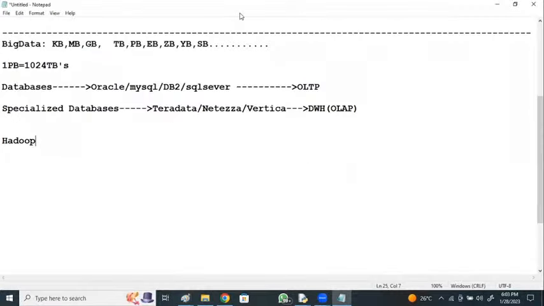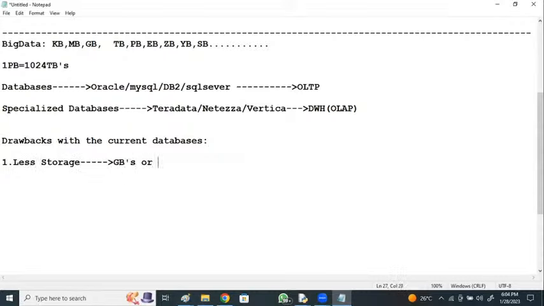Now you may ask a query: why are databases like Oracle not used for storing Hadoop's data? Drawbacks with the current databases. First, most of the databases have very little storage. They can handle in GBs or in TBs. Mainly, most of the databases have no parallel processing.